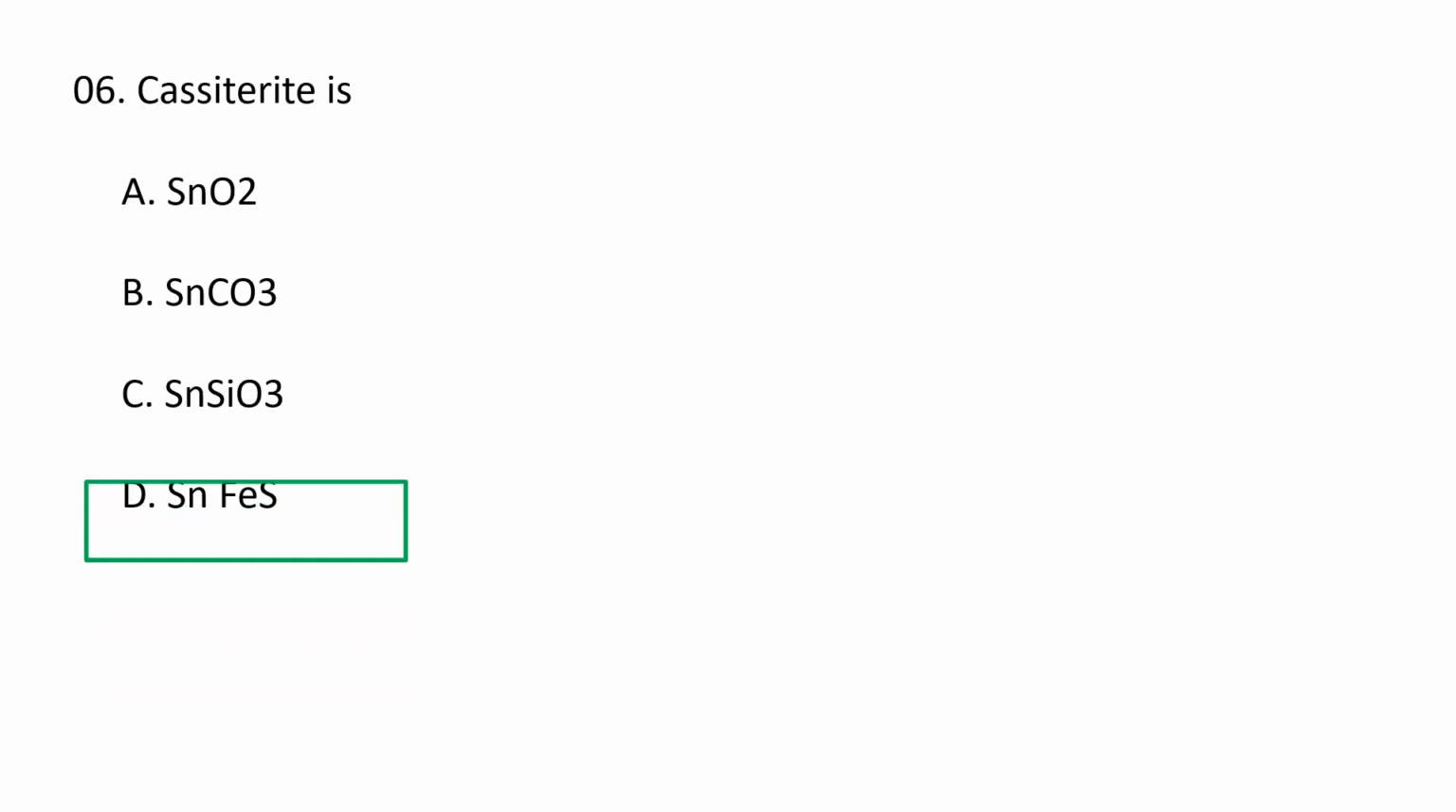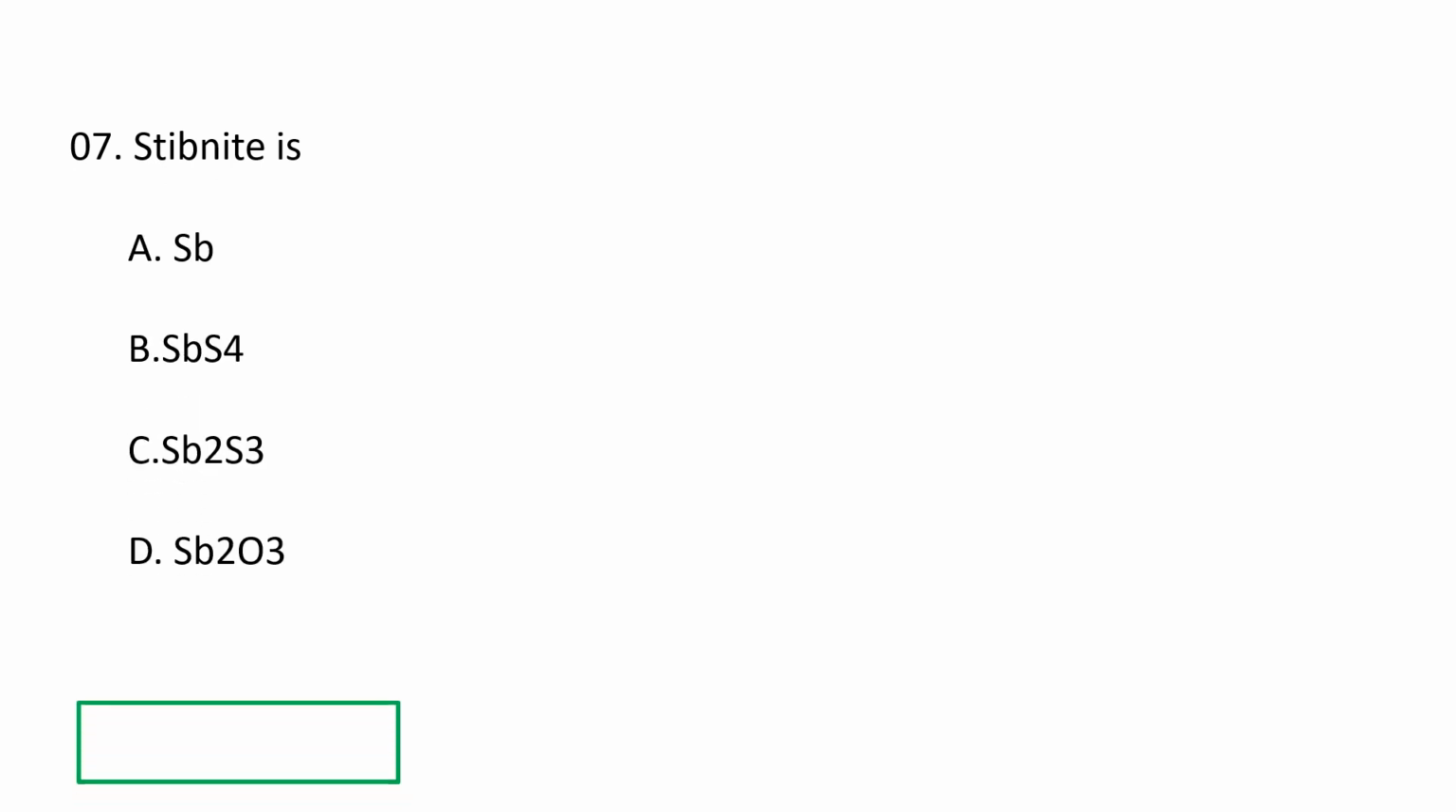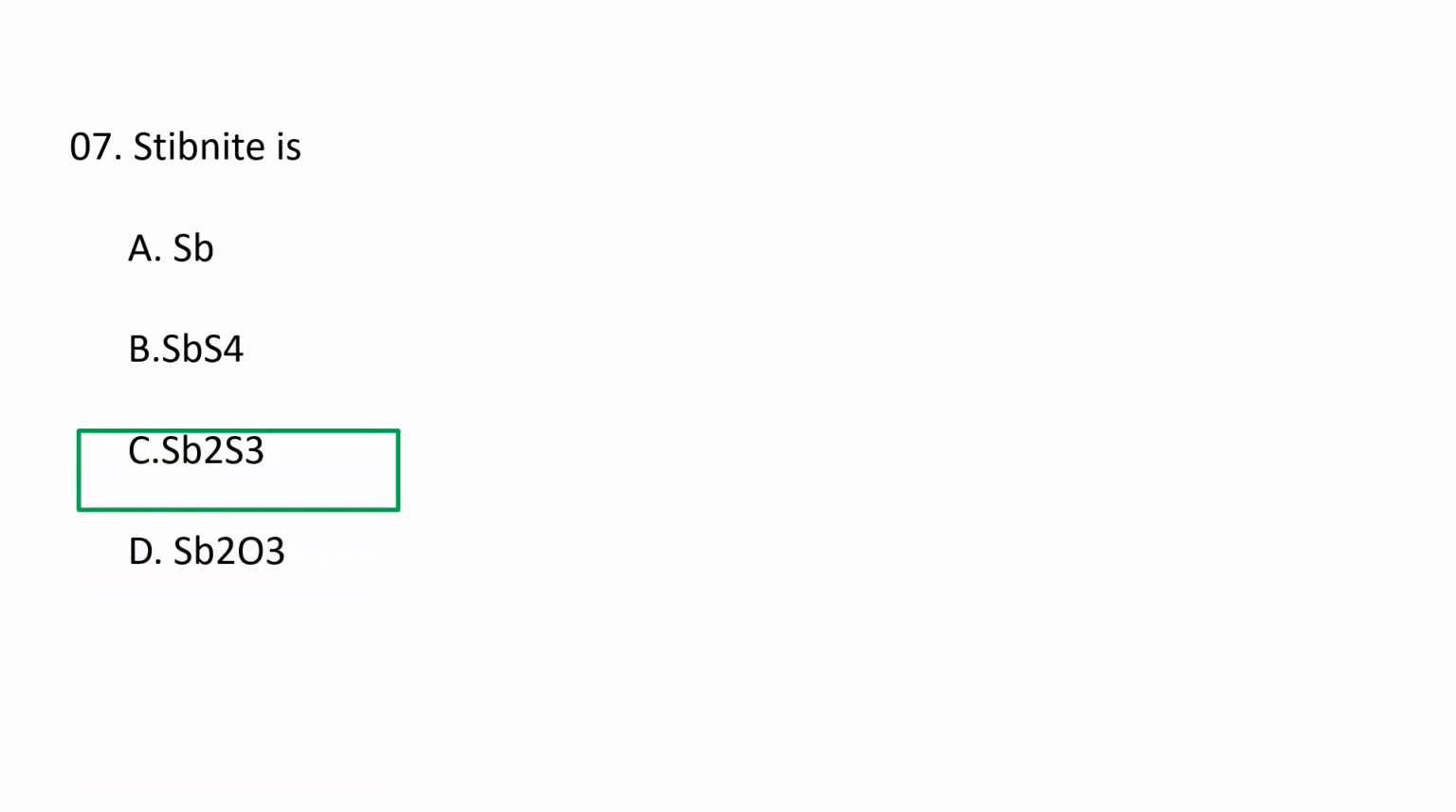What is cassiterite? Cassiterite is a tin ore. That is a tin oxide, or tin carbonate, or tin silicate, or tin iron sulfide. So cassiterite is A. SnO2. Coming to stibnite, what's the chemical composition of stibnite? A. Sb, B. SbS4, C. Sb2S3, D. Sb2O3. Stibnite is Sb2S3.